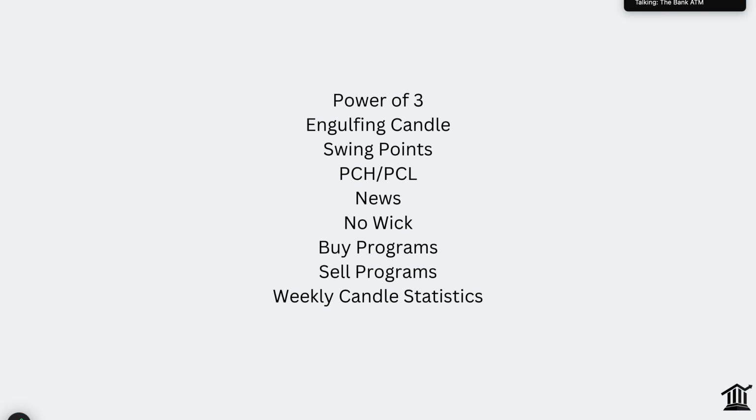It can feel a bit overwhelming, but again, you don't need to use everything on this list. You might say to me, you know what, I like the engulfing part. I'd say power of three is like a must. And you might say, okay, cool, the news is really important. And then I mix in the buy and sell programs. And that's enough. You don't need everything on this list. It's just an example of different tools that you can use.